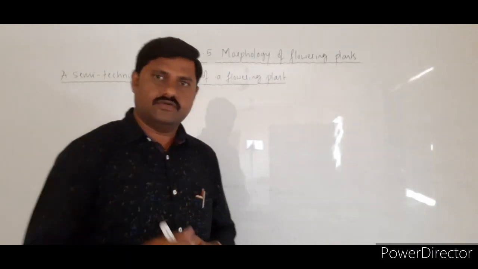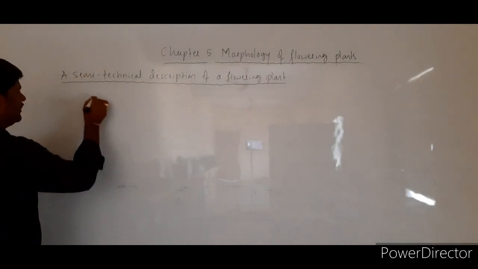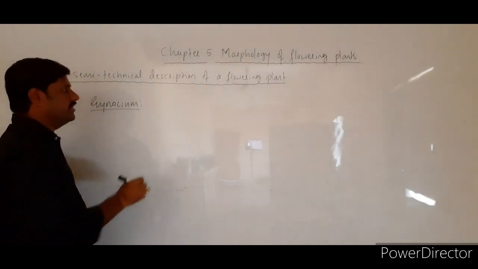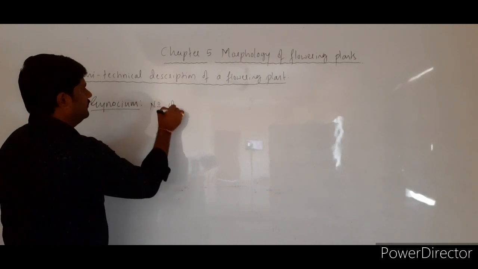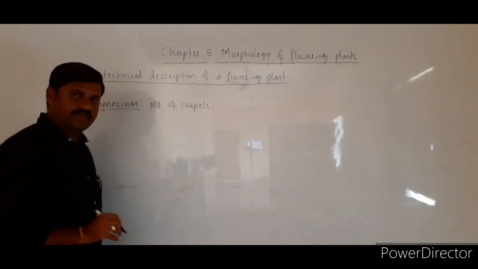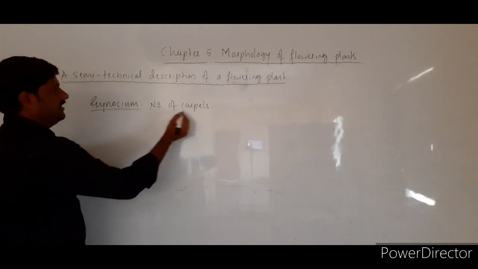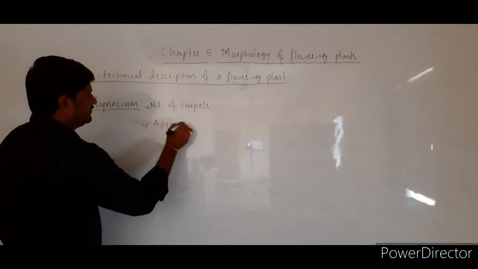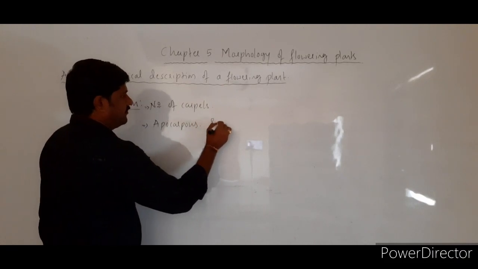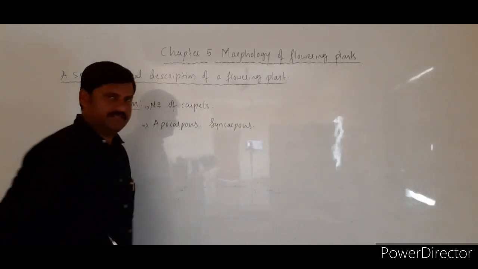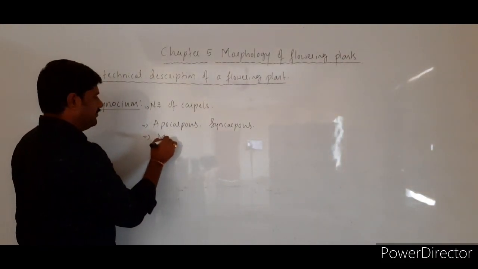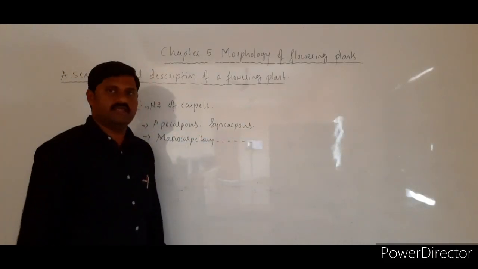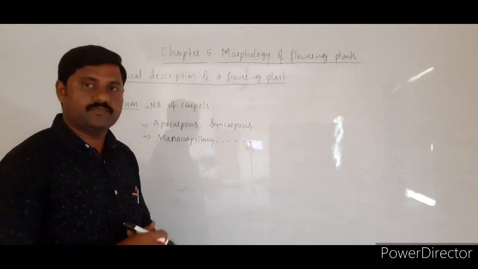In flower, we come across some more terminologies regarding the gynoecium. How many carpels are there? The number of carpels we'll have to mention here. So this gynoecium that contains the carpels, the number of carpels we'll have to mention here, whether it is apocarpous or syncarpous condition. Whether it is monocarpellary, bicarpellary, pentacarpellary, that is multicarpellary condition.